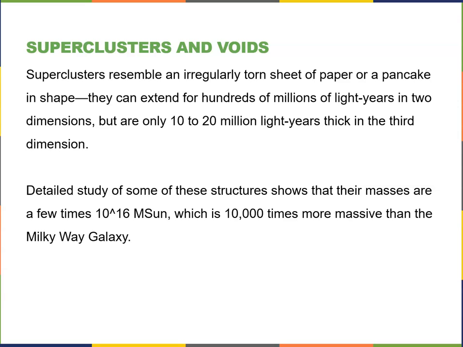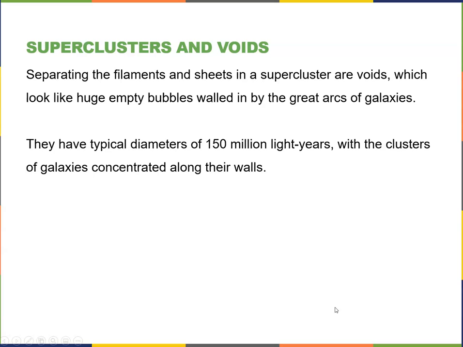Detailed studies of some of these structures show that their masses are a few times 10 to the 16th the mass of the Sun. That's 10,000 times more massive than the Milky Way galaxy. So separating these filaments and sheets are voids. They look like huge empty bubbles walled in by the great arcs of galaxies. They have diameters of about 150 million light years, and the clusters of galaxies are concentrated along their walls. So that is how the galaxies are distributed in our universe.